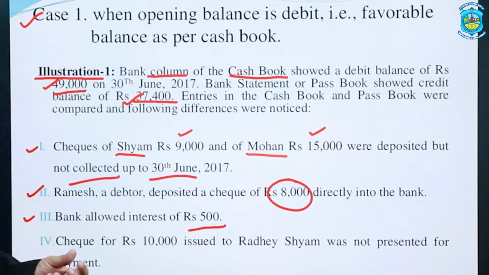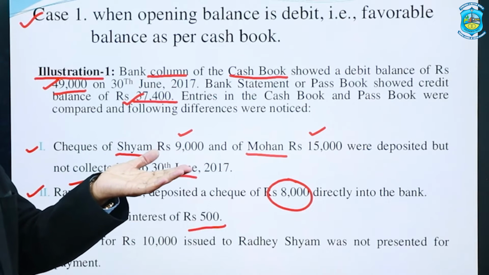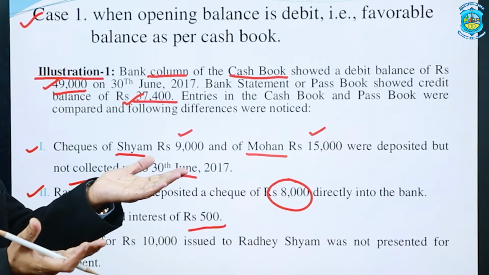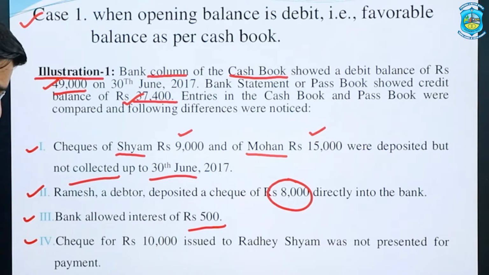So bank will credit directly our passbook with this 500 rupees, but this information has not been sent by the bank to us. Therefore, we have not increased our cash book proportionately. So there will be a difference between cash book and passbook. Okay. Then fourth point is check for rupees 10,000 issued to Radhesham was not presented for payment.